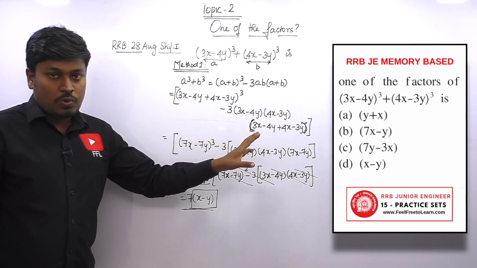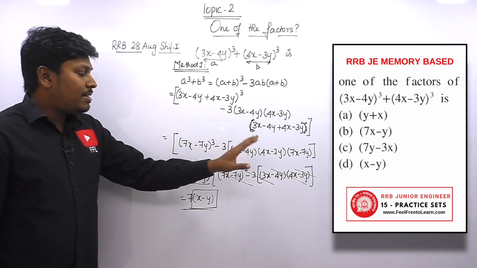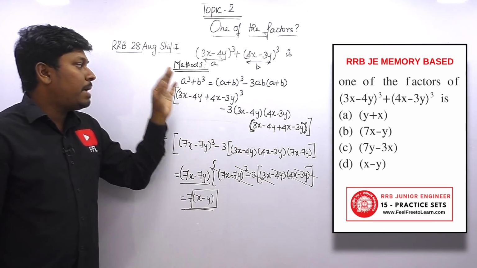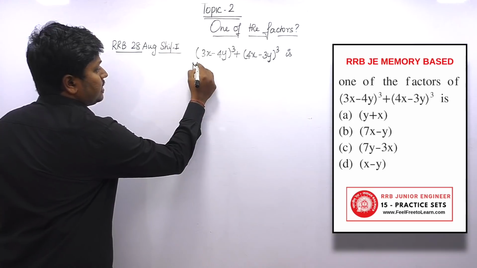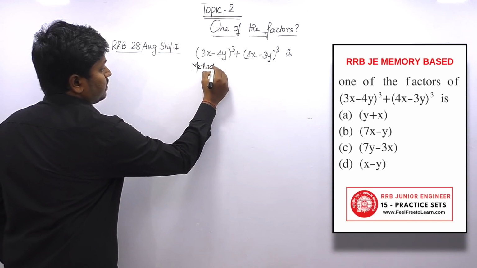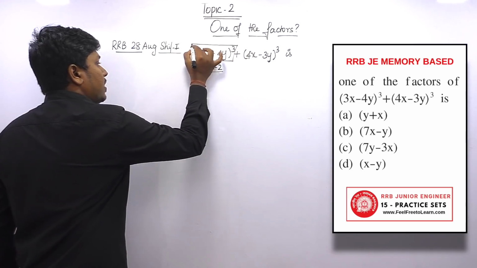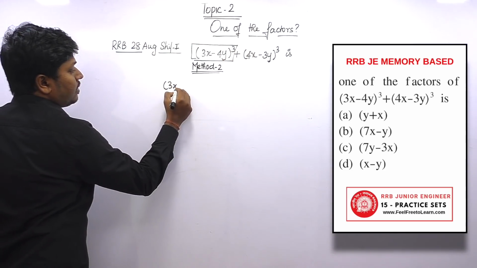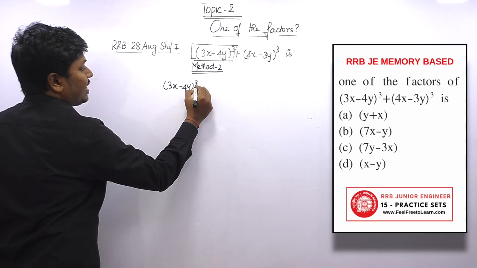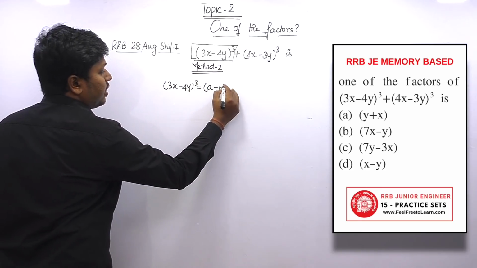Just watch method number 2 also, which I'm going to teach you now. But try to learn both the methods, but apply method number 1. So method number 2. In this method number 2, first we will take this term alone, that is (3x minus 4y) the whole cube.